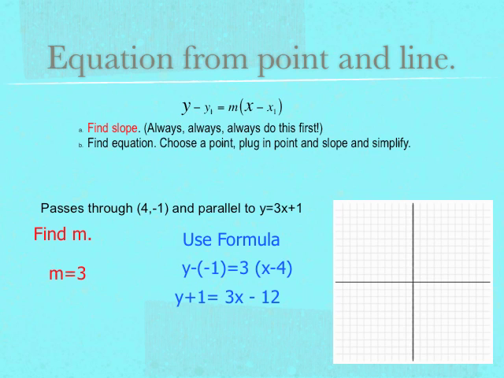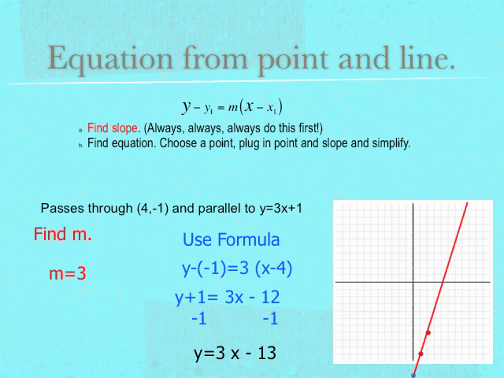I need to get it in one of the acceptable forms, which would either be standard form or slope-intercept form. We'll do slope-intercept form because I like it better. Subtract 1, so we get y equals 3x minus 13. We'll graph it quickly. There's the intercept of -13, up 3 over 1, and there's my line.